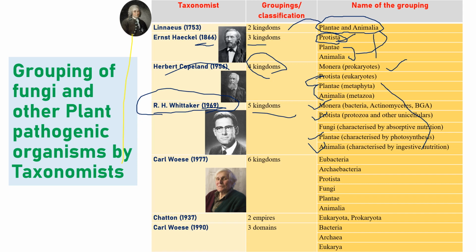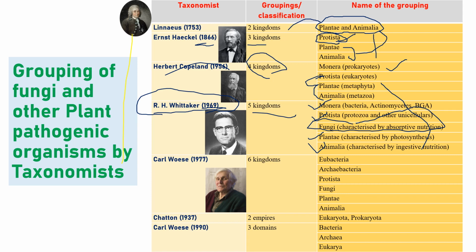But the special thing Whittaker did is that he gave a new kingdom, fungi. For the entire fungi he gave a separate kingdom, and all the fungi he placed in the kingdom Fungi. That is why Whittaker's classification is very important. So the five kingdoms are Monera, Protista, Fungi, Plantae and Animalia.